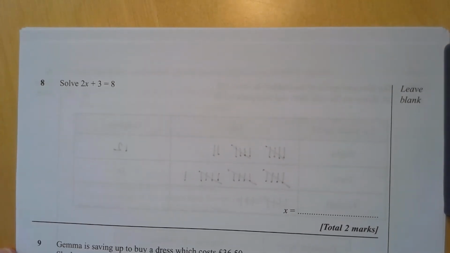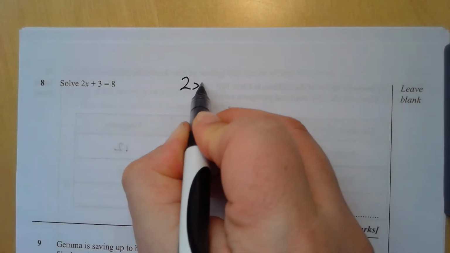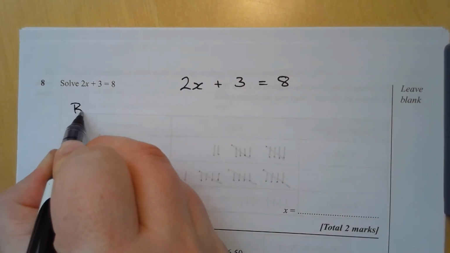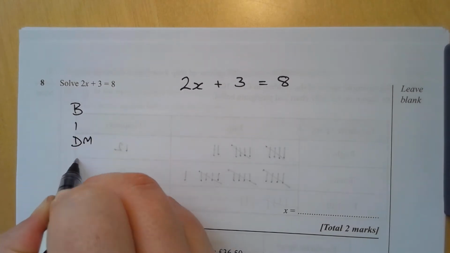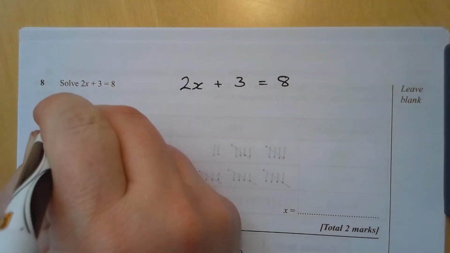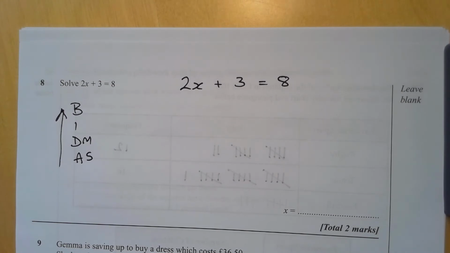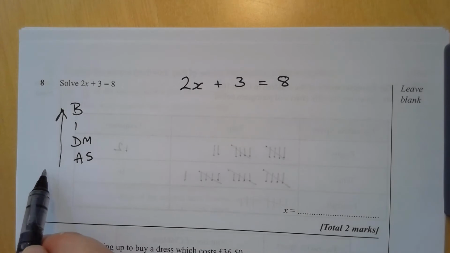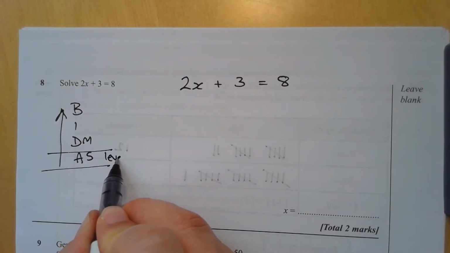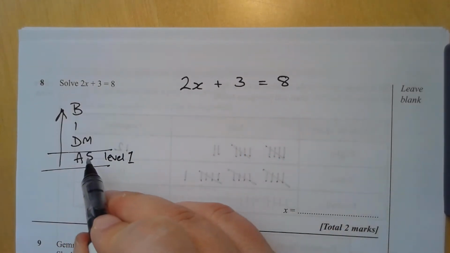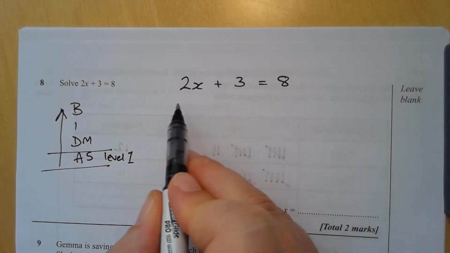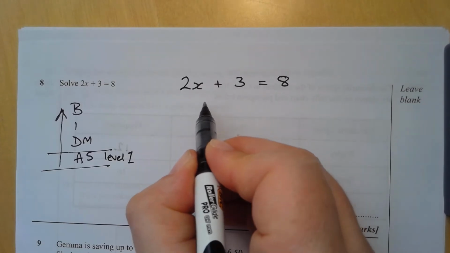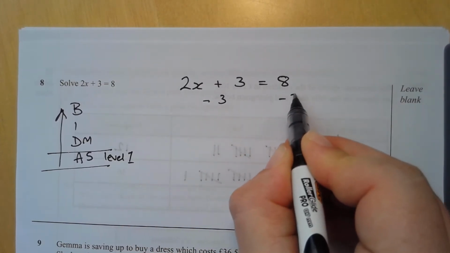Question 8. I'm going to write it out in big. 2x plus 3 equals 8. Now we're using reverse BIDMAS. When we solve and when we rearrange an equation, we start at level 1 here. That's addition and subtraction. So we look at where the addition and subtraction is. The addition and subtraction is just here. So what we're going to do is we are going to subtract 3 from both sides.